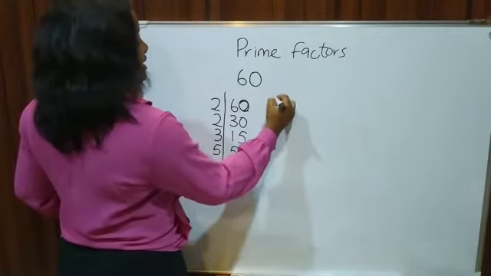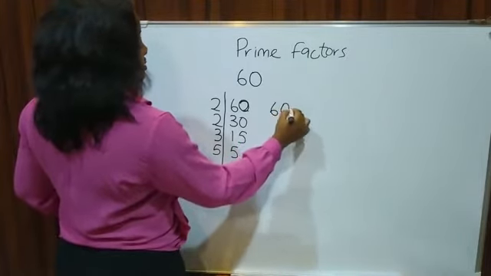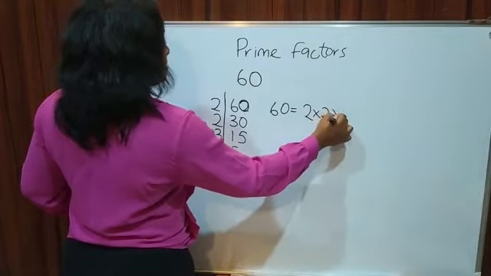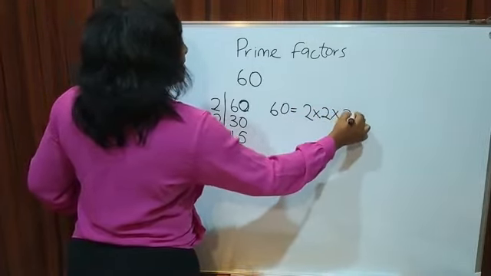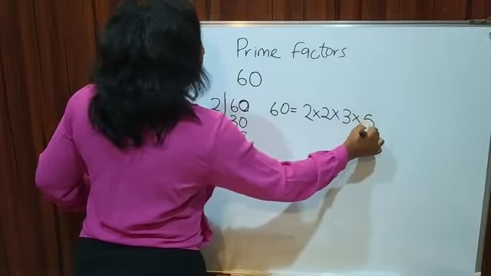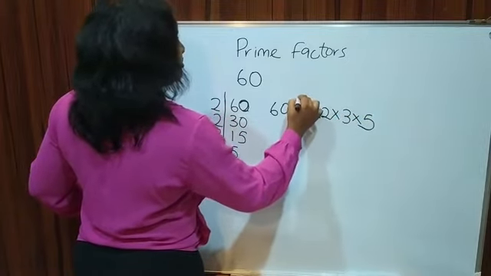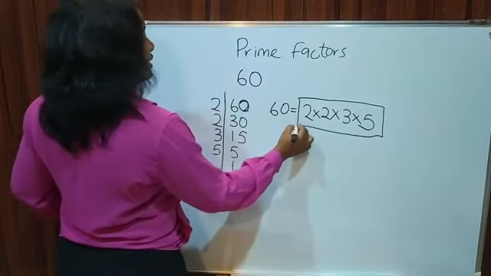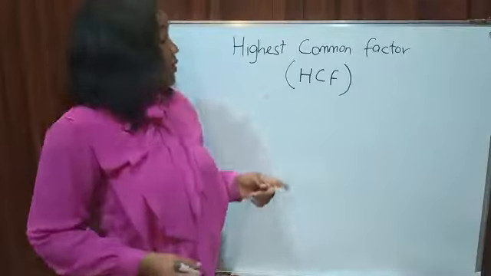So we have 60 equals 2 times 2 times 3 times 5. So this is the product of its prime factors.